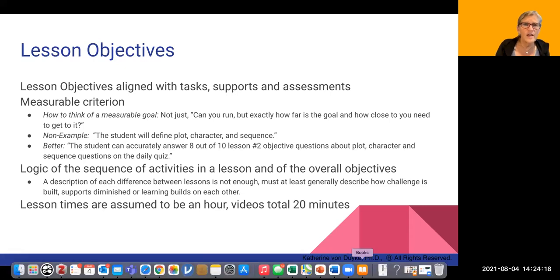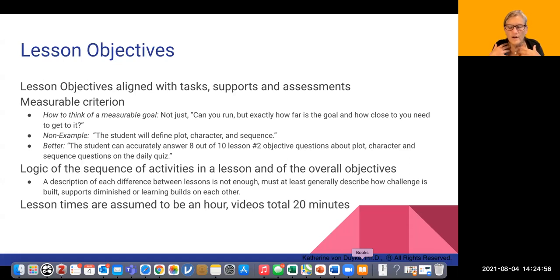And then you also, as you're writing your lesson objectives and task supports and the sequence of activities in them, 2 things you need to think of: the logic of your lesson objectives themselves. So why does lesson 2 come after lesson 1? And why does lesson 3 come after lesson 2? What is the object there? Are you building challenge? Are you building on prior concepts? Are you diminishing supports? And then the same can be said of the tasks within a lesson objective. Why are they sequenced in the way they are? In the same way, what is the reason for that?